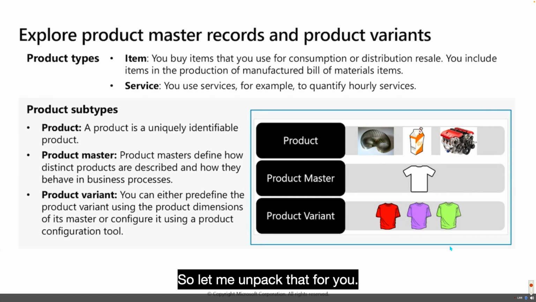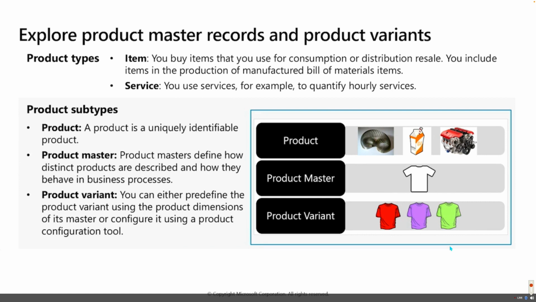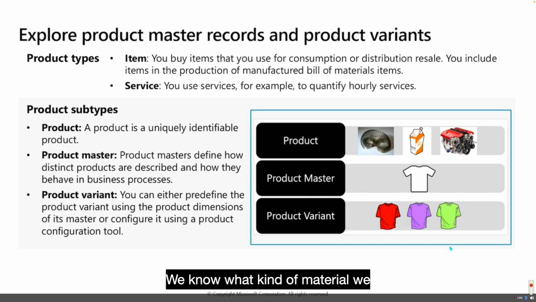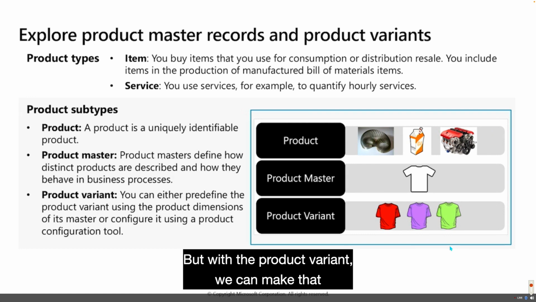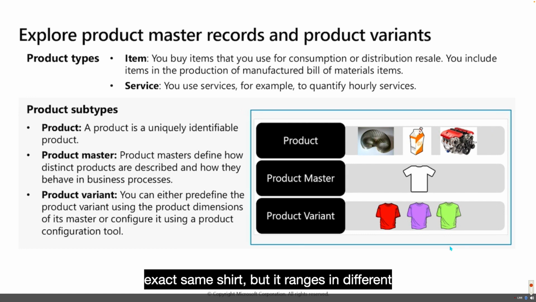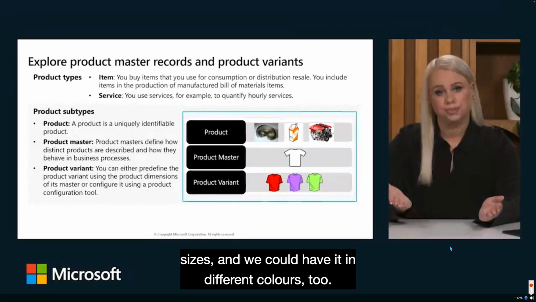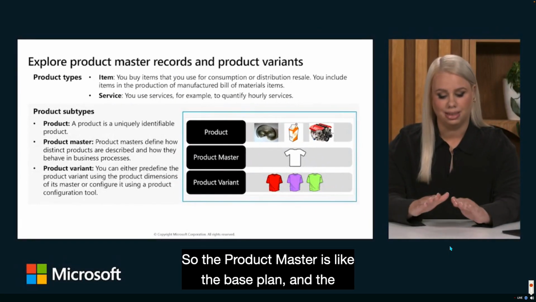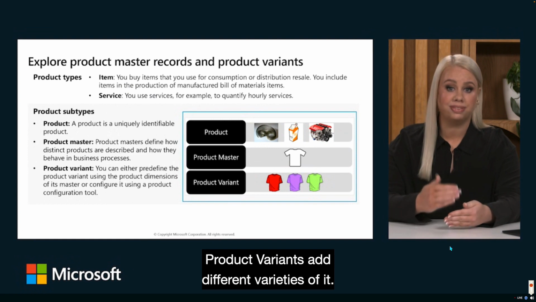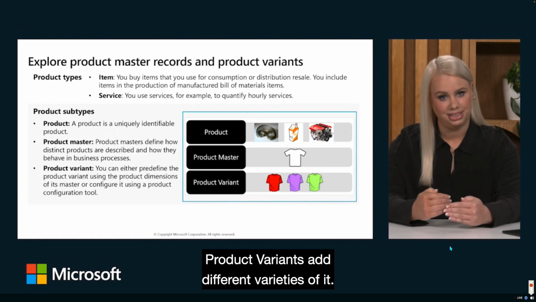So let me unpack that for you. How it works is that the product master could be a t-shirt, for example. We know what kind of material we want, we know what we want to make it out of, and we know how to make it. But with the product variant, we can make that exact same shirt, but it ranges in different sizes, and we could have it in different colours too. So the product master is like the base plan, and the product variants are different varieties of it.